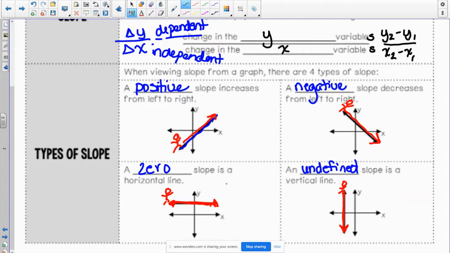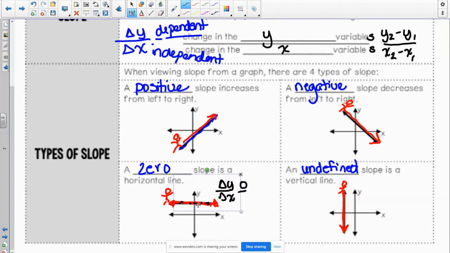So quickly, you remember it's a change of the y's over the change of the x. Okay, if you're looking at it, if it's flat, the y values aren't changing. Okay, there's no change here in the y's. The y value, no change here, so that would be a 0.